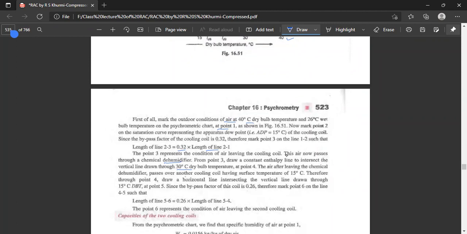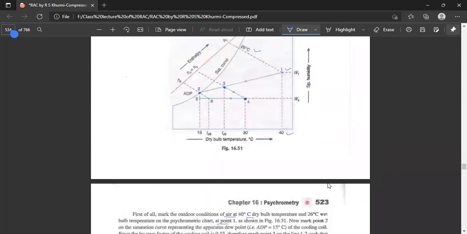Then the air leaving the chemical dehumidifier passes over another cooling coil having surface temperature equal to 15 degrees centigrade. Through point 4, draw a horizontal line to intersect the vertical line through 15 degrees centigrade dry-bulb temperature. Here we are drawing the horizontal line to meet the point at 5.